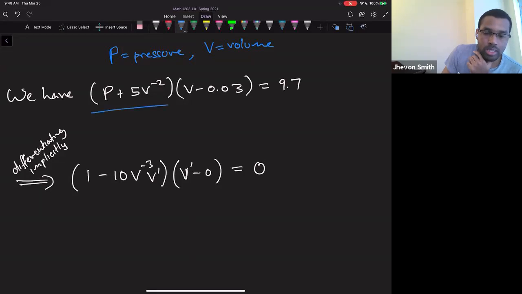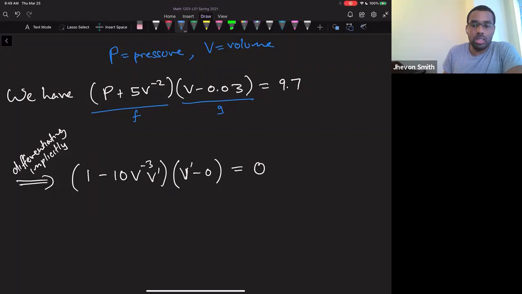Originally we had p plus 5v to the minus 2 times v minus 0.3. How do you differentiate something like that, overall? What framework should we be differentiating in? What do you think? Would p plus 5v to the negative 2 be f, and v minus 0.03 be g? Okay, and what does that mean? How would we have to differentiate that then?